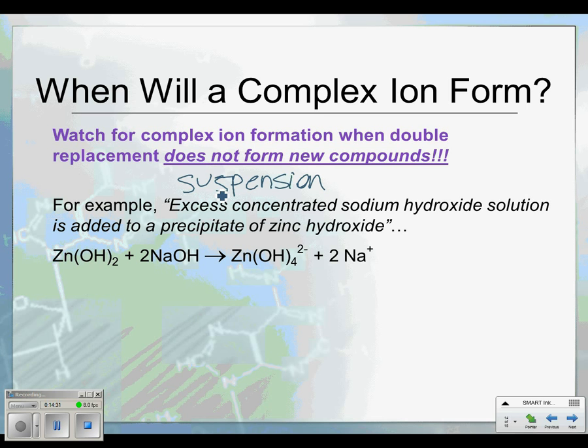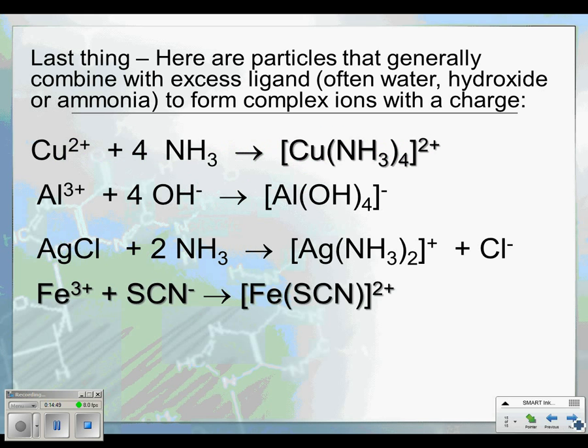So we would call that tetrahydroxo zinc 2, because zinc does have a 2+ charge here. And so since we've got 4 of the hydroxides with a negative charge each, the overall charge of this entire complex ion is a 2-.